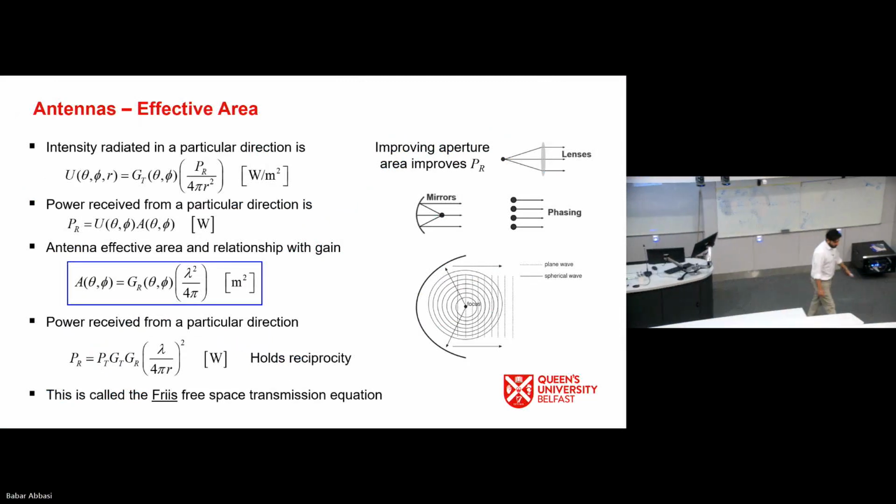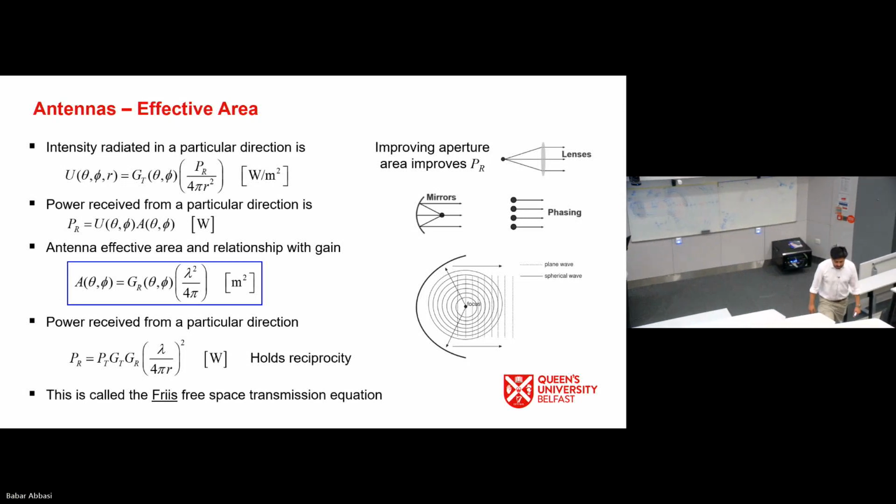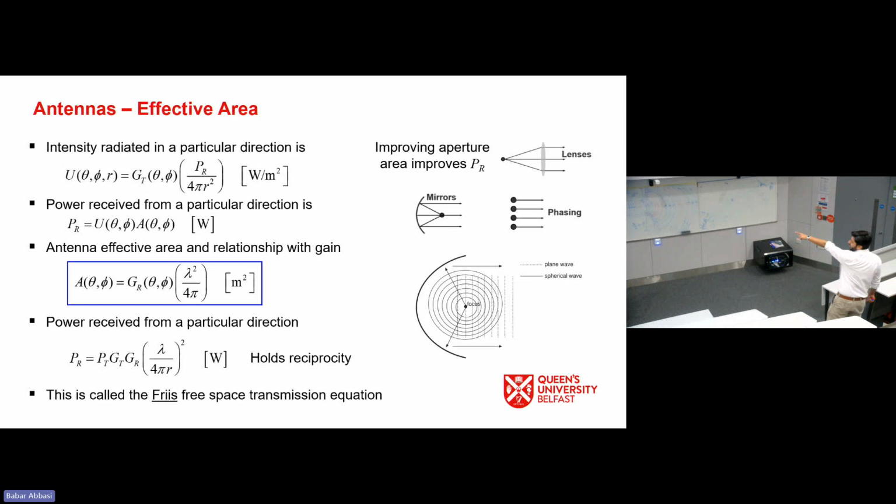The equation is something like PR, the received power, or let's look one step above. The PR is the total intensity of the transmit antenna multiplied by the aperture of the received antenna. And if I do some small mathematics, I can end up with this extremely useful equation that's called the Friis free space equation.